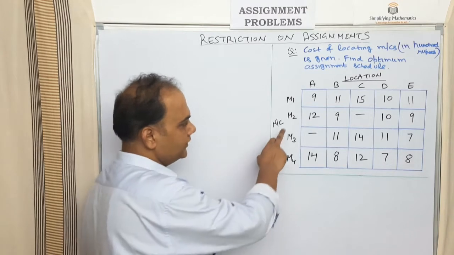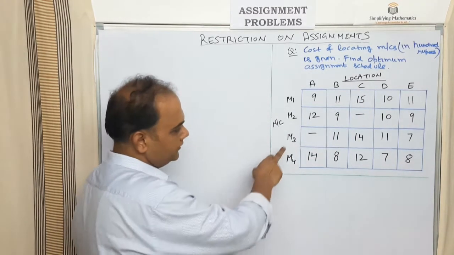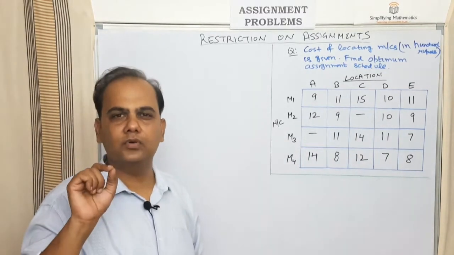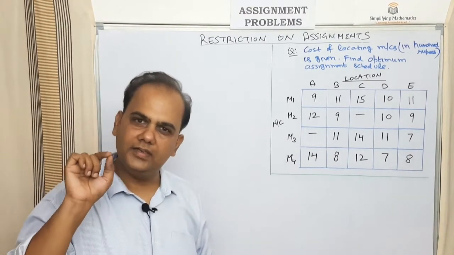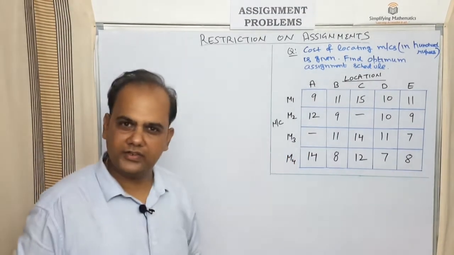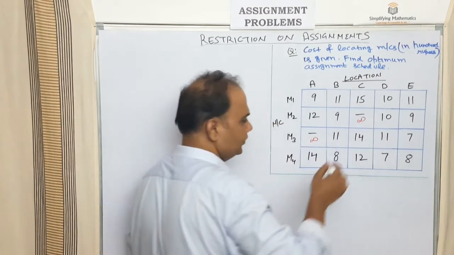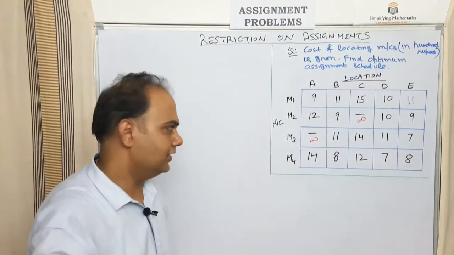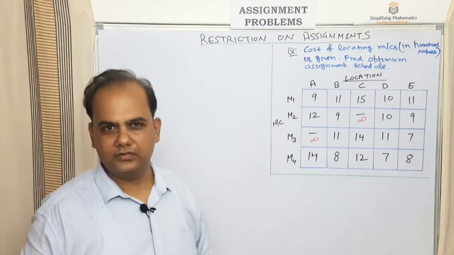Now restrictions are given: this machine cannot be located at location C. Similarly, machine M3 cannot be located at location A. So whenever a restriction is given in the problem, you have to assign a very large value, equivalent to infinity, in the cell where the restriction is given. You assign infinity because if you subtract or add anything to infinity, the result will not be affected.